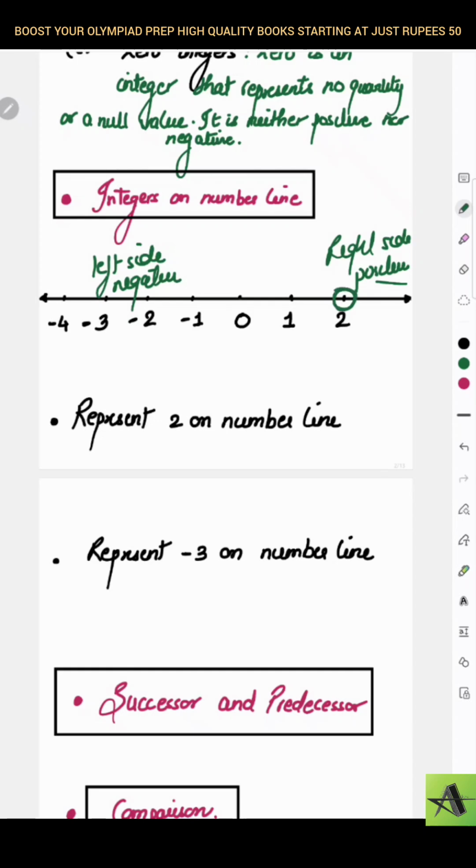Part B says represent -3 on number line. Again, I have to do the same thing. I need to encircle -3. So that will give me -3.